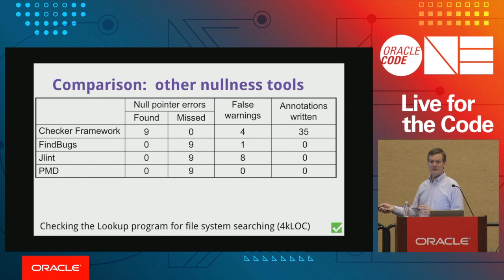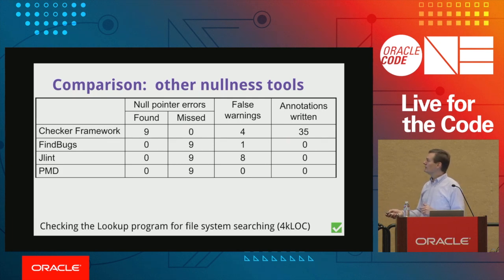There's no free lunch. It issued 13 warnings. Right? So 4 of those are false positives that had to be suppressed. And the programmer had to write 35 annotations. And after that, you get the guarantee.